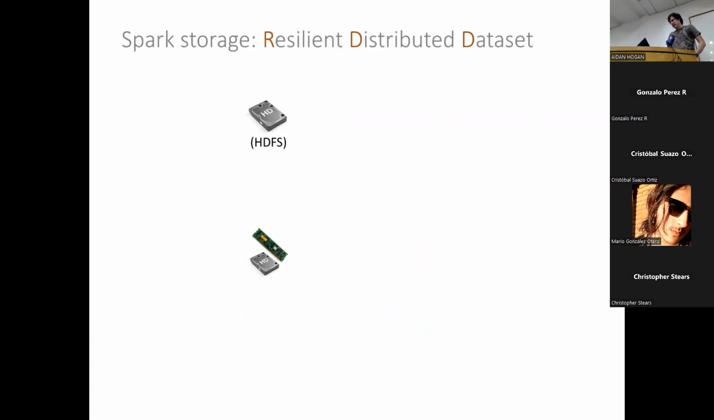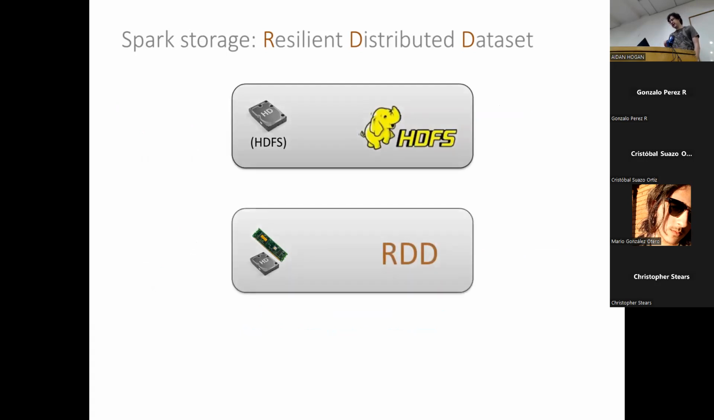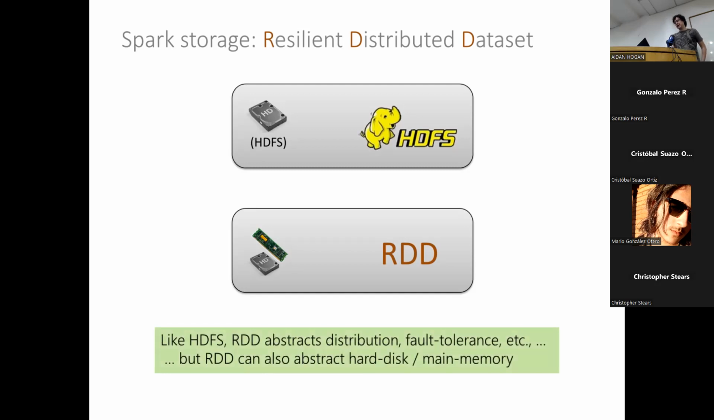So Spark storage is based on this concept of resilient distributed data set. In HDFS, we use the disk. In resilient distributed data sets, we have this higher level abstraction. HDFS abstracts what machines things are on. RDDs can also abstract whether the data are in memory or on the disk on each machine. So it has this additional layer of abstraction. Like HDFS, RDD abstracts distribution, fault tolerance, replication, and all of this. But RDDs can also abstract the hard disk, main memory, and how they're used.